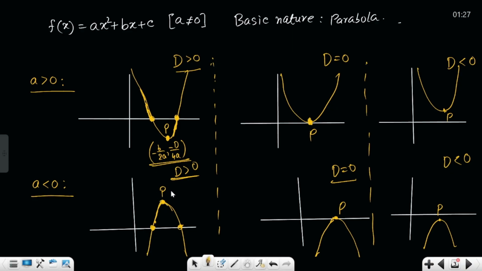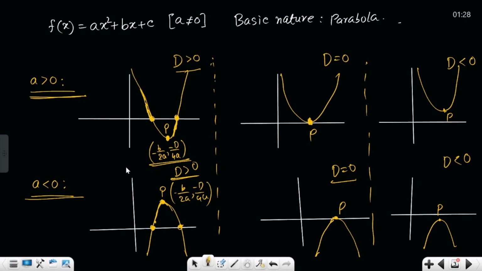This point will be the maximum. You can see this here, and here this will be the minimum because a is greater than 0 and here a is less than 0. That's why all lectures are important, because those are interconnected. So make sure to see that before. Clear? So that is the coordinate of the vertex of the parabola. Now maybe you can visualize how a quadratic function looks.